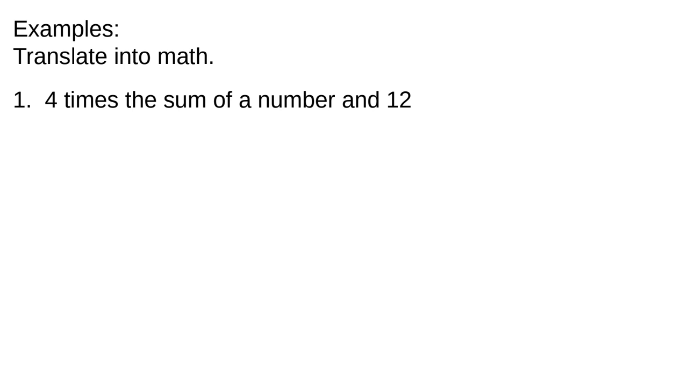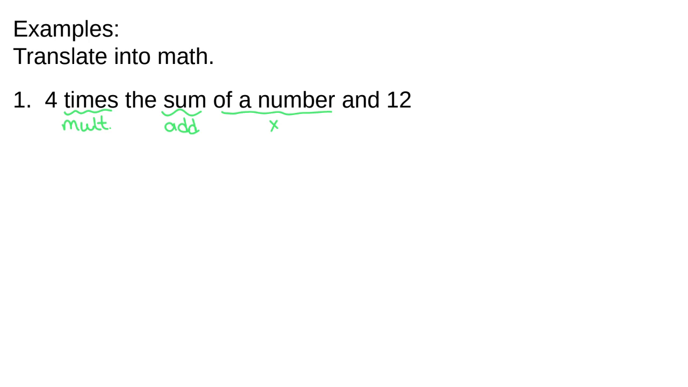Let's try some examples. First up, number 1 says 4 times the sum of a number and 12. So let's pull some key things out from this. First up, I see the word times. Anytime we see the word times, we're going to be thinking about multiplication. When I see the word sum, I'm thinking about addition. And when we see "of a number," that means we don't know what that number is, and we're going to need a variable. We're going to just use X, but you could use other letters.